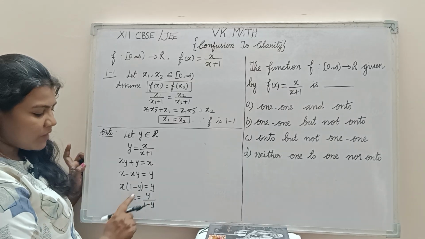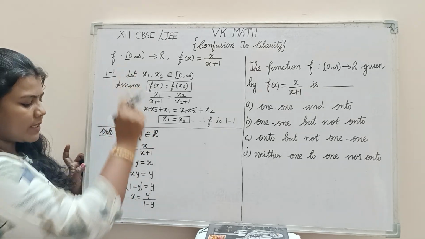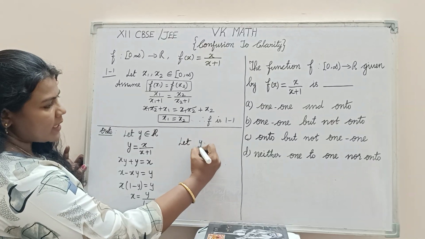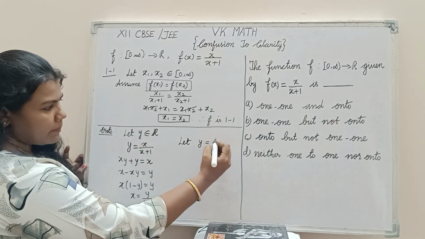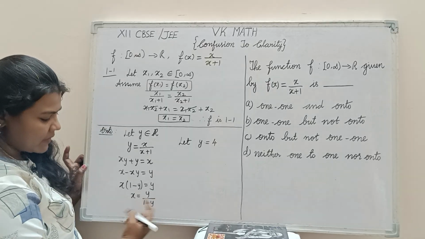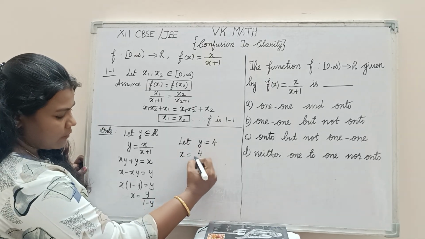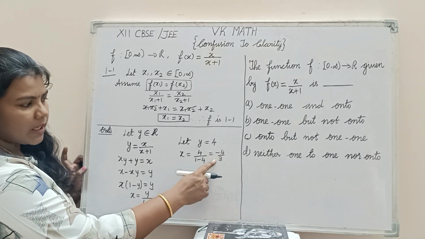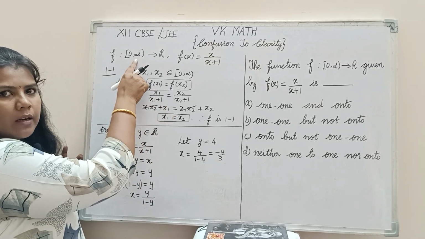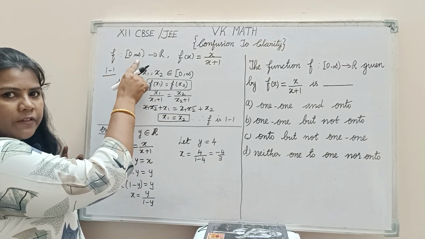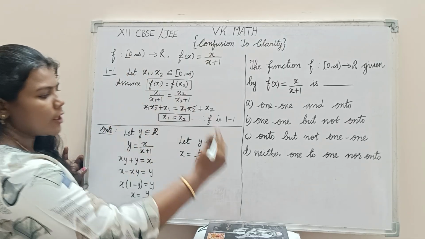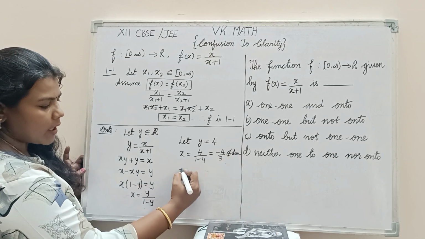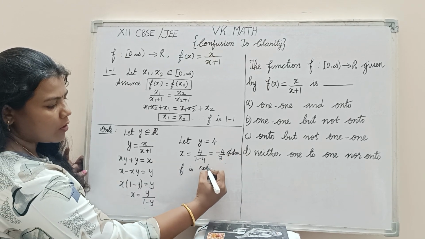Now we need to check whether this x value belongs to the domain set or not. Let us consider an example. y can be any real number, so let me take y is equal to 4. When we substitute y is equal to 4, 4 divided by 1 minus 4, we will get minus 4 by 3. Now you check whether this negative number belongs to the domain or not. No, here it is from 0 to infinity. It doesn't contain any negative number. So it does not belong to the domain set. So I can conclude that here f is not onto.